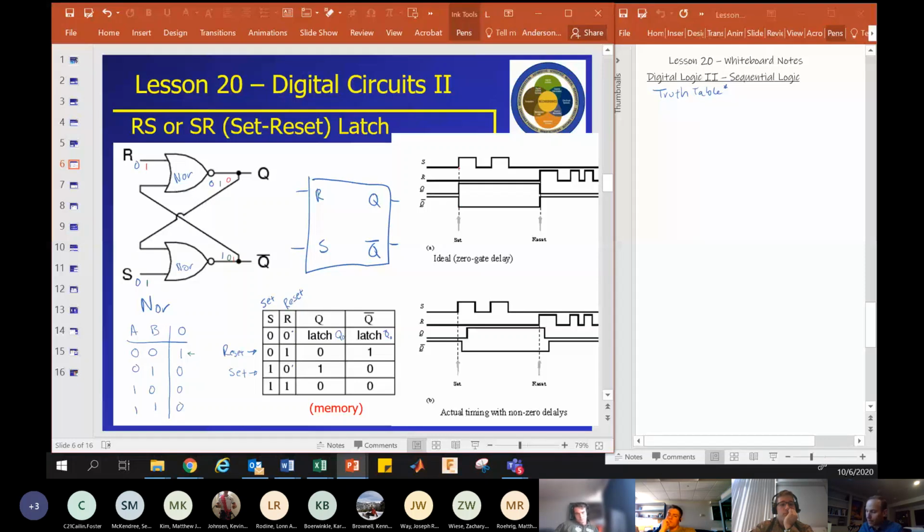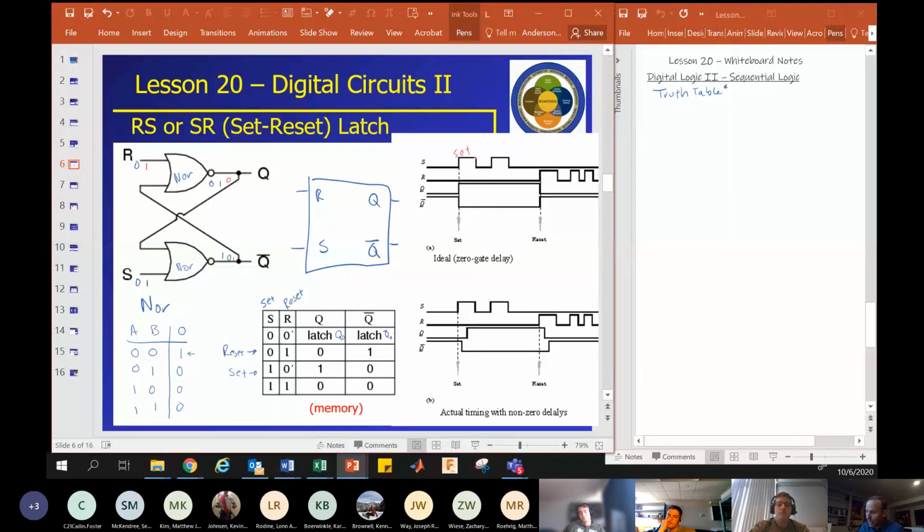So the first thing that happens is S goes high. So this is a set. So we're setting the device there. So Q should go to 1. You know, we see that in this row here. Q goes to 1, Q naught goes to 0.